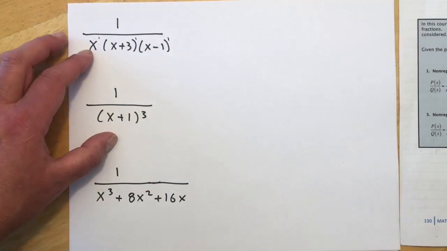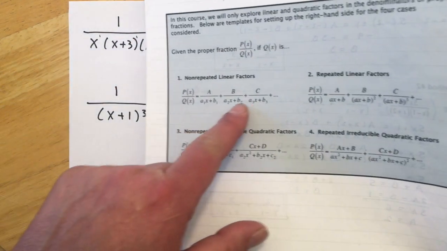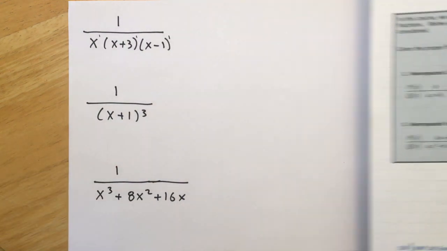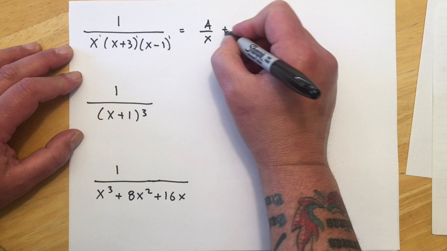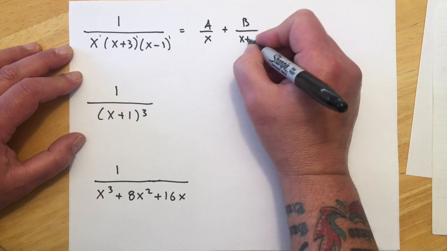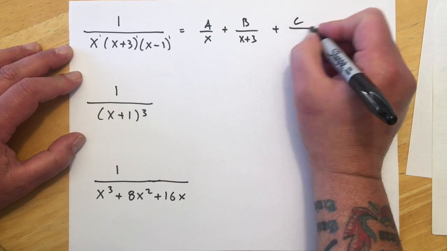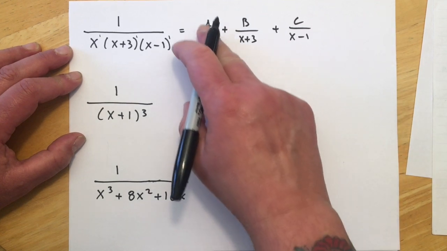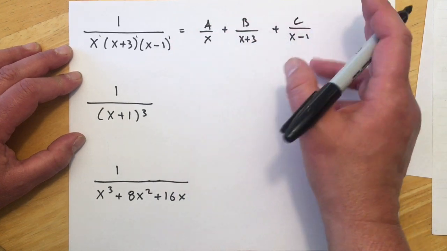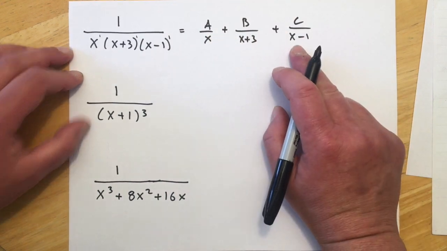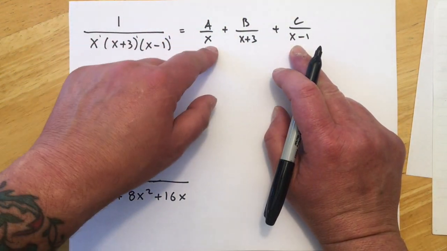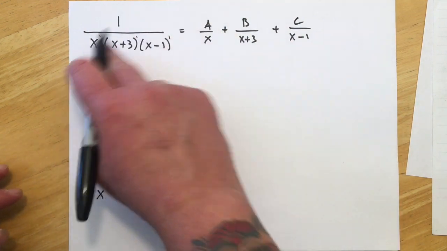So that would be, and nothing is repeated, right? None of these are the same. So that's an example of this first one. And so this is just going to set up A over x, B over x plus 3, and C over x minus 1. And it doesn't matter which one got A and which got B and C, because when we write down the answer, the right numbers are going to be above the letters. So which letter goes with which thing, not a big deal.